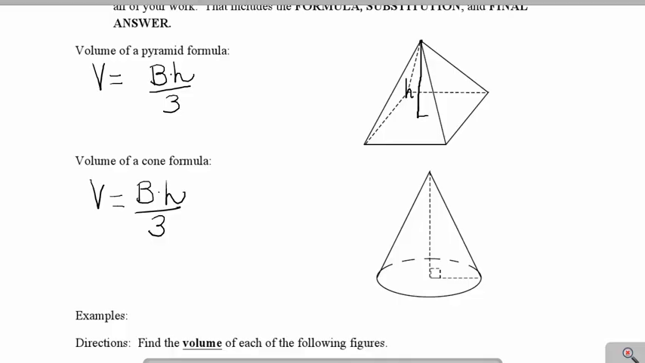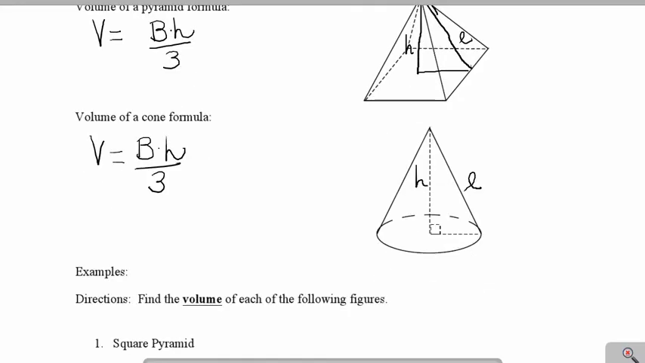And then the slant height is the height of one of the faces of the pyramid. So this would be our slant height. Same thing with the cone. The height comes from the vertex and goes to the very center of the base. And then the slant height is the one on the side of that right triangle. So let's go ahead and try some examples using these volume formulas.